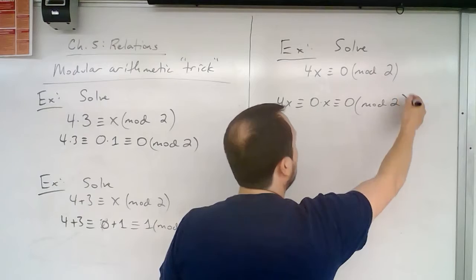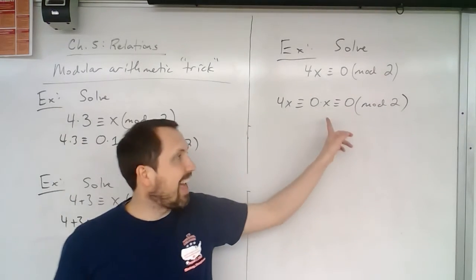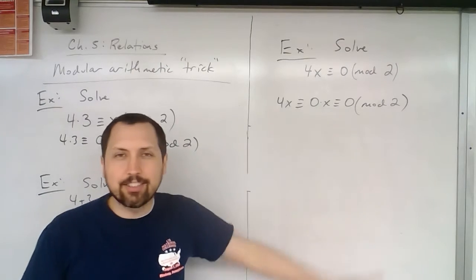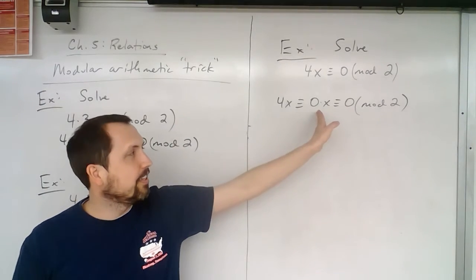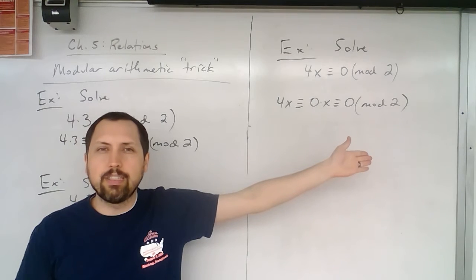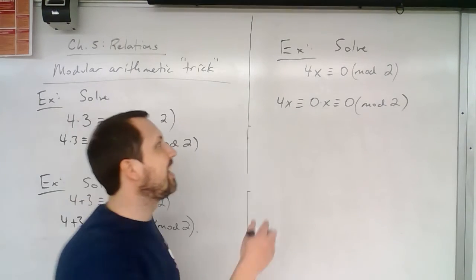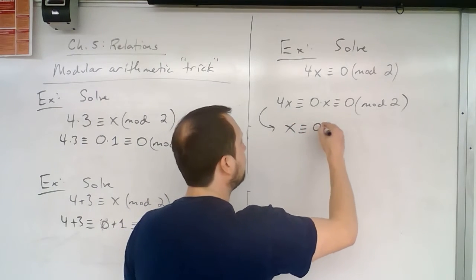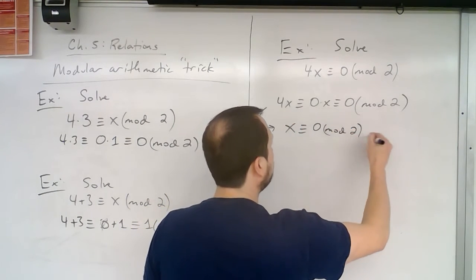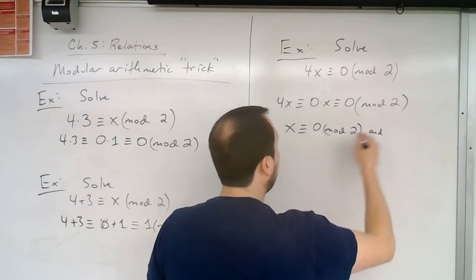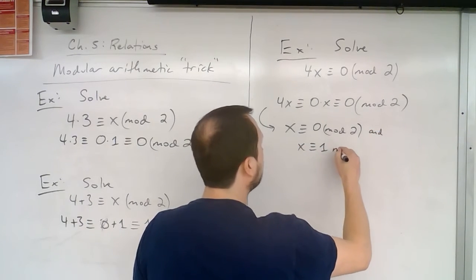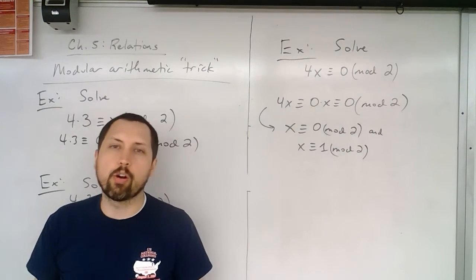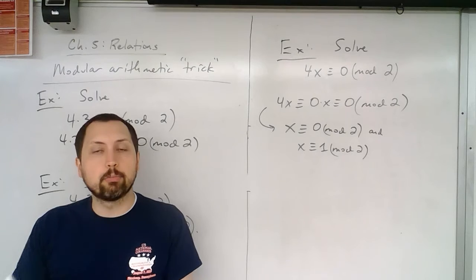Now, notice x is allowed to be anything here, right? We didn't restrict x to be anything. We just simply had 0 times x. Well, we know that's always going to be 0. So what this says then is my solution in this case is that x is equivalent to 0 mod 2 and x is equivalent to 1 mod 2. So both of these are solutions for us, and these are the only two possible solutions.